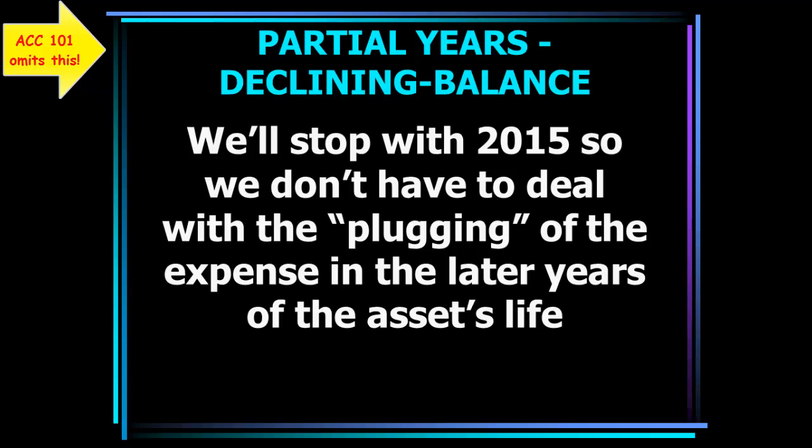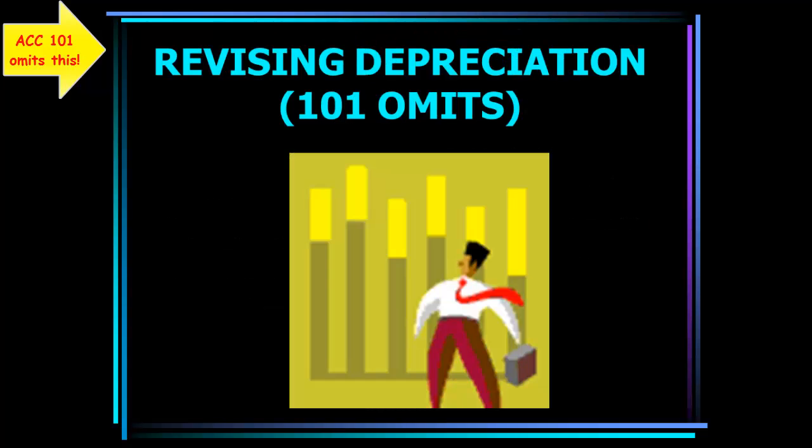So what did we have to prorate under double declining balance? Just the first year. Just the first year. Straight line, we had to prorate the first year and the last year. We would only prorate the first year under double declining balance then.